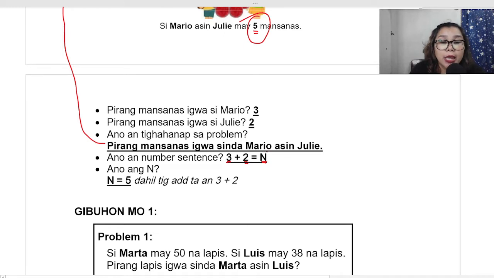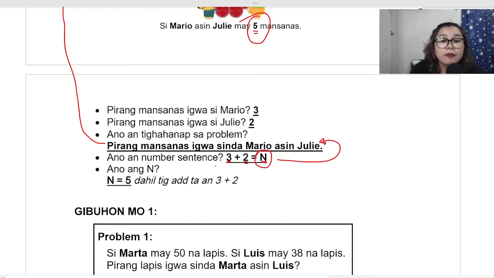It's placed by N muna because this is just a plan. So ano ba ang balak natin gawin in order to find what we have, what we are looking for, or what we need to do in order to answer this, ano ang tigahanap sa problem. So ito muna, 3 plus 2 equals n. So this is what we plan to do.